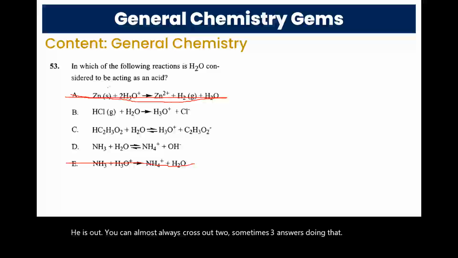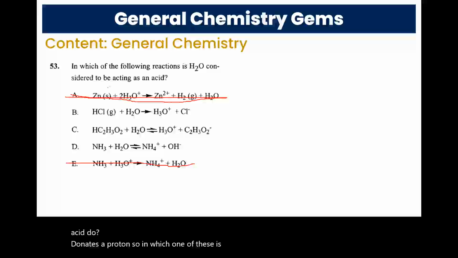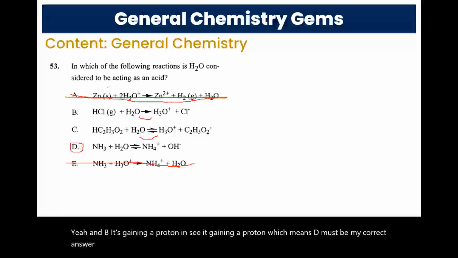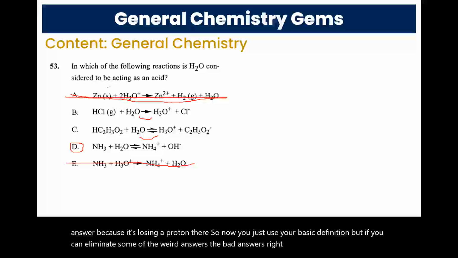So now what do I have to figure out? Well, I have to see water doing what process. What does an acid do? It donates a proton. So in which one of these is it donating a proton? In B, it's gaining a proton. In C, it's gaining a proton, which means D must be my correct answer because it's losing a proton there. So now you just use your basic definition. But if you can eliminate some of the bad answers right out of hand, you're in a much better place.